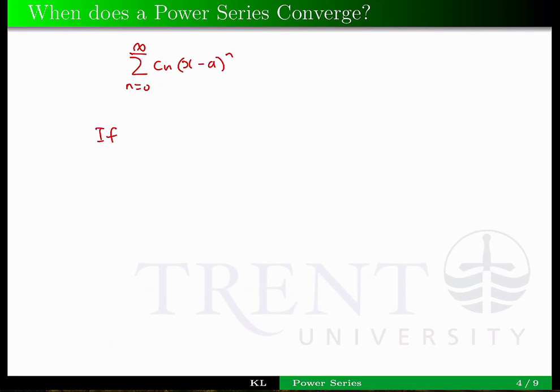If x is equal to a, then this power series, the sum of c_n (x minus a)^n from n equals 0 to plus infinity, becomes c sub 0.